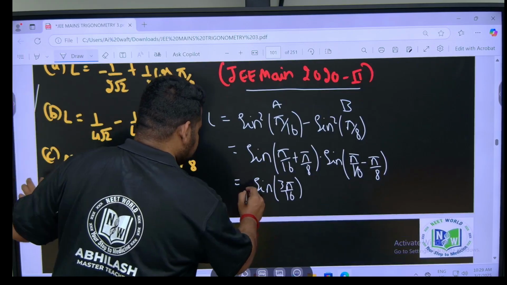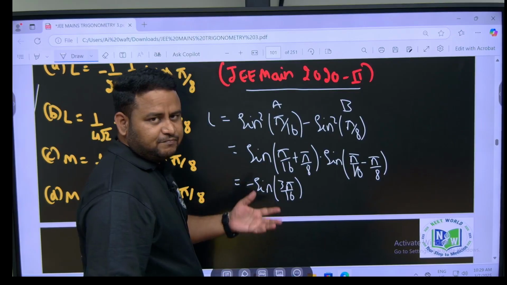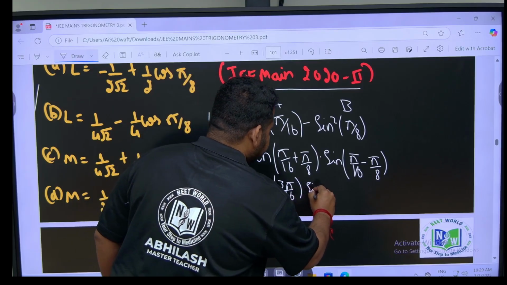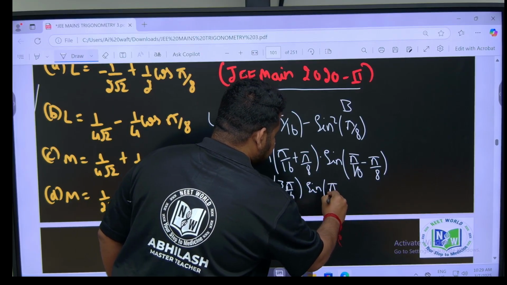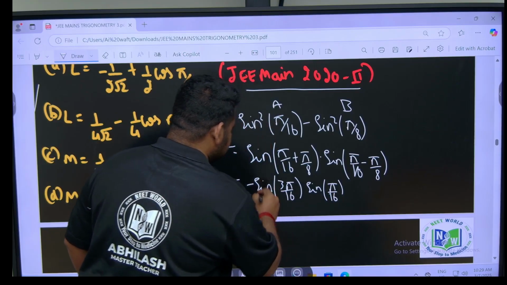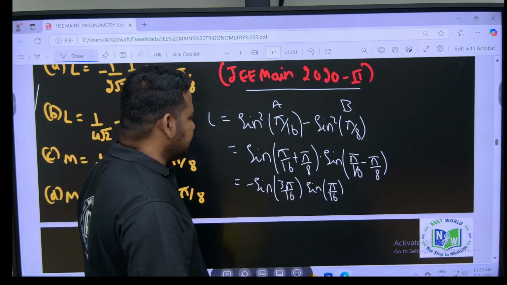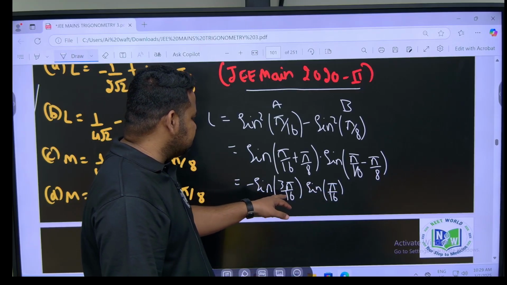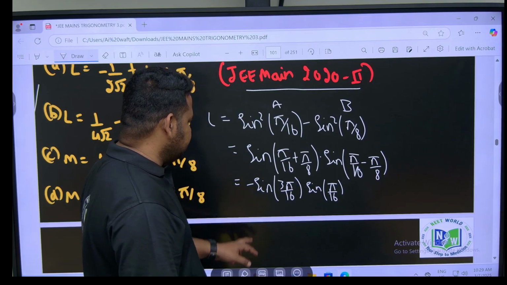I'll take the minus outside, because sine of minus theta is nothing but minus sine theta. So this will be minus sine of pi by 16. Okay, we got L is equal to minus sine of 3 pi by 16 into sine of pi by 16. We have what here, friends?